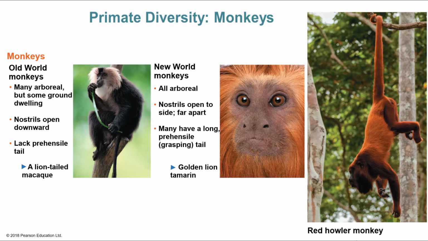We can separate monkeys into two major groups. We have Old World monkeys and New World monkeys, and this shows us some of the differences between them. Many of the Old World monkeys are arboreal, but some are ground-dwelling, whereas if we look at the New World monkeys, they are all arboreal. If we look at their nostrils, the nostrils of Old World monkeys tend to open downward, and those from the New World tend to open to the side, and they're also a little bit further apart. Old World monkeys do not have a prehensile tail. It means it doesn't grasp onto the limbs, whereas the New World monkeys have these grasping prehensile tails.